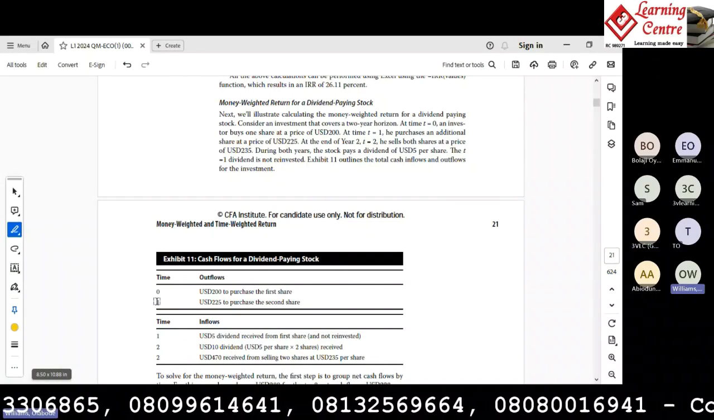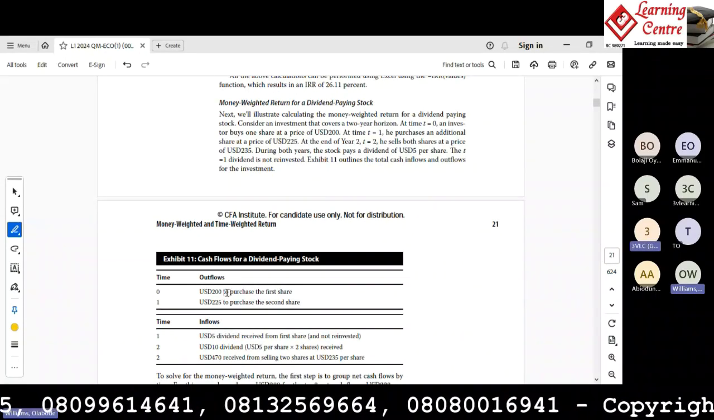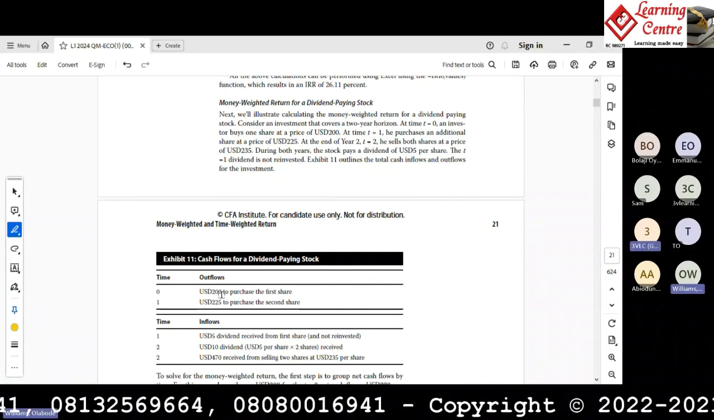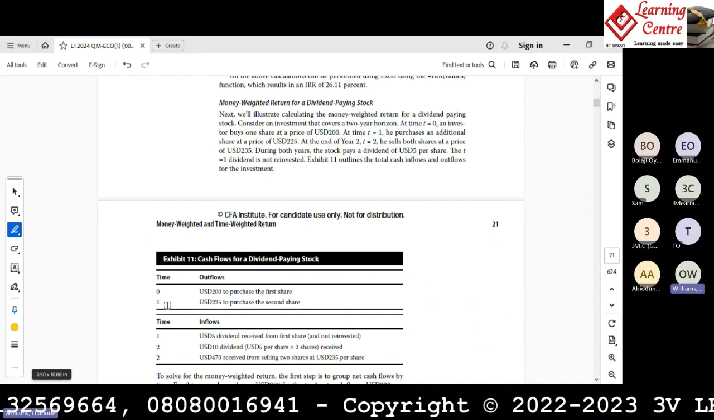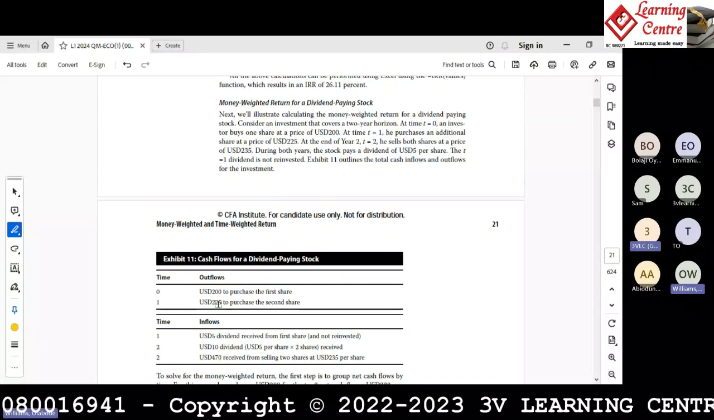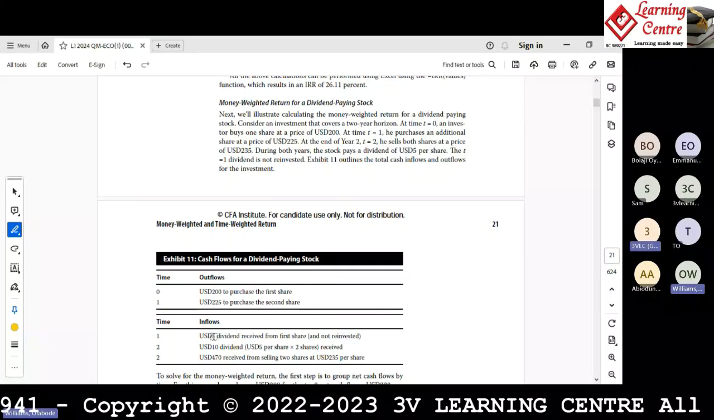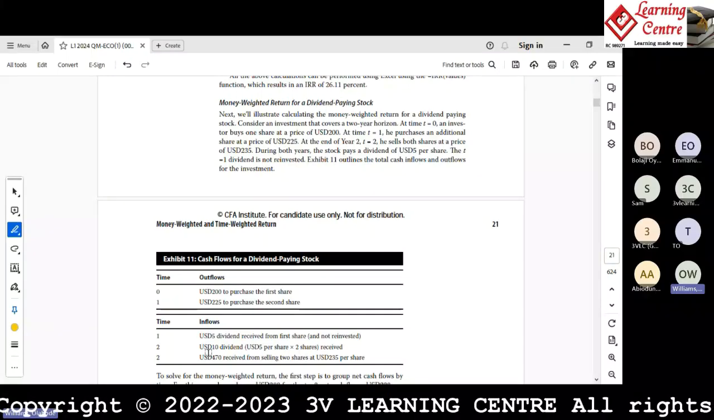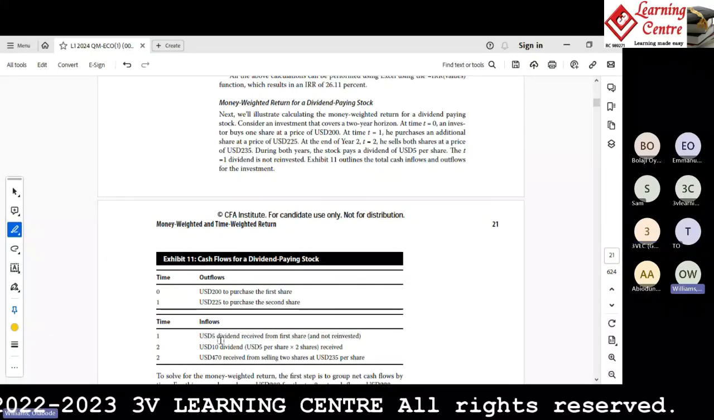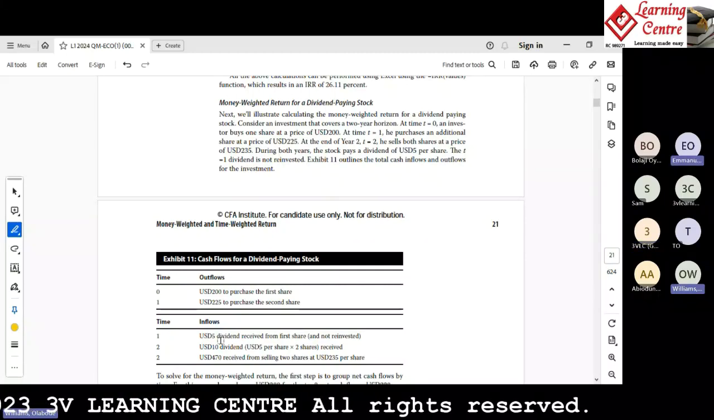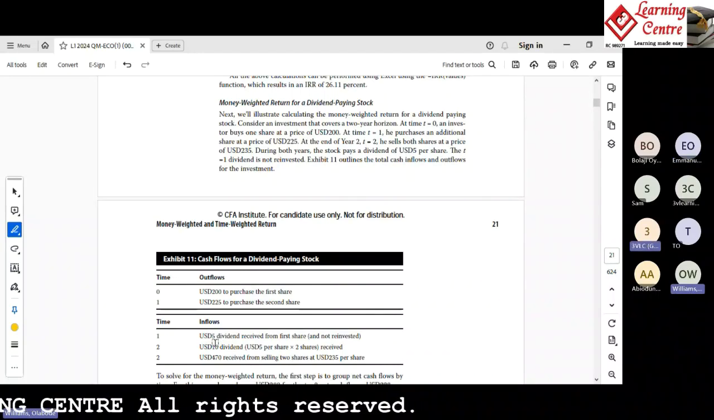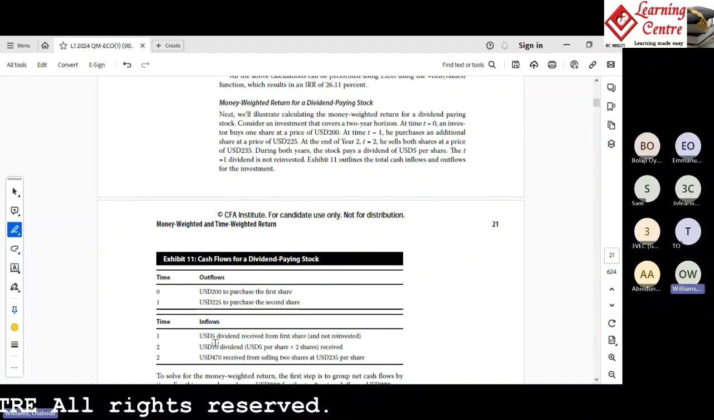Now, for period 0, there's only one cash flow, which is 200. So we know that your CF0 is minus 200, because it's an outflow. For period 1, you have an outflow of 225, but you also have an inflow of 5. So your CF1 will be minus 225 plus 5, because the 5 is an inflow and your 225 is an outflow. So that will give you minus 220, exactly. So your CF1 will be minus 220.